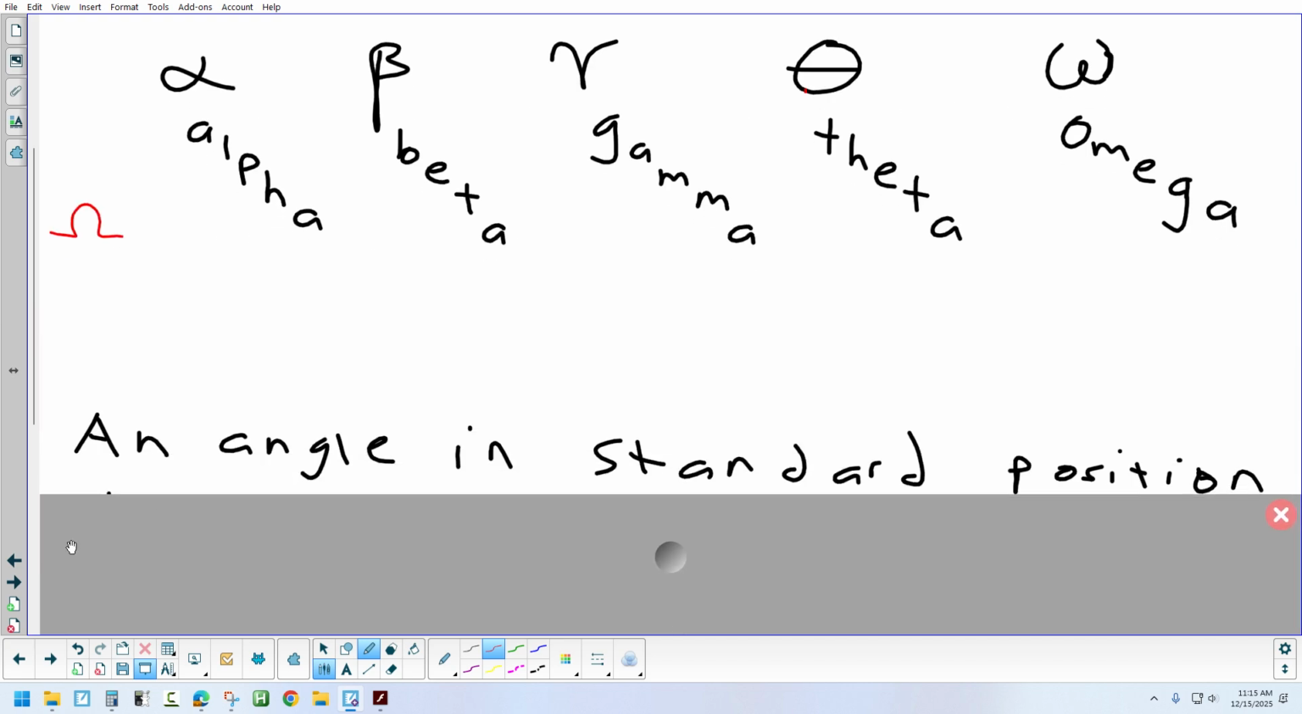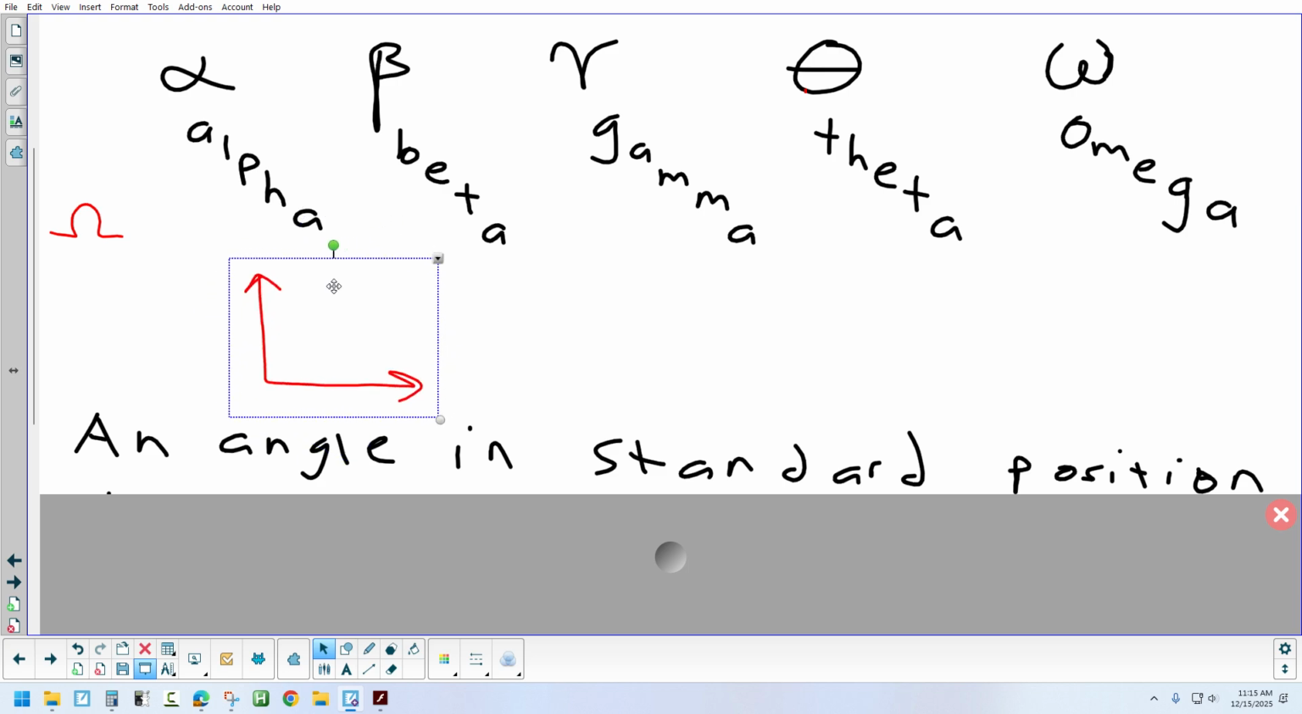All right, so we'd like to be able to draw angles in a way that everybody's looks the same. So if I said to draw a 90-degree angle, you should be drawing something like that. Now, technically, that's a 90-degree angle as well, but it's kind of turned. Standard position is going to give us a way that if I ask you to draw any kind of angle, everybody's is going to look pretty much the same.